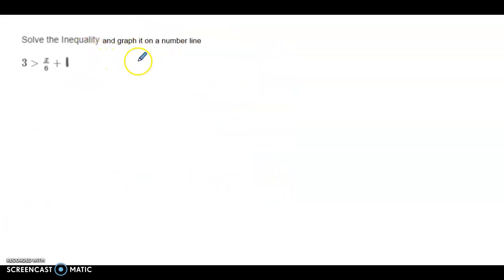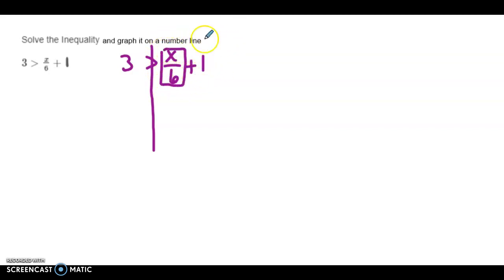Solve the inequality and graph it on a number line. Okay, so I'm still going to treat the inequality symbol like an equal sign. And what I mean by that is I'm still going to draw a line down it because that still helps me remember that whatever I do to one side, I have to do to the other. So just like an equation, I'm trying to get the x by itself.